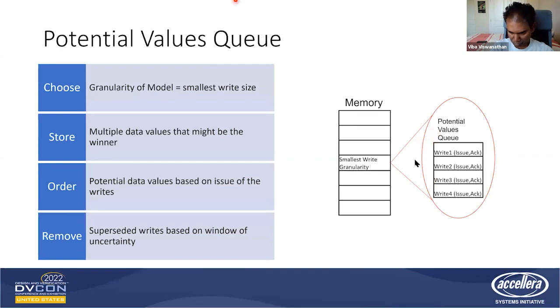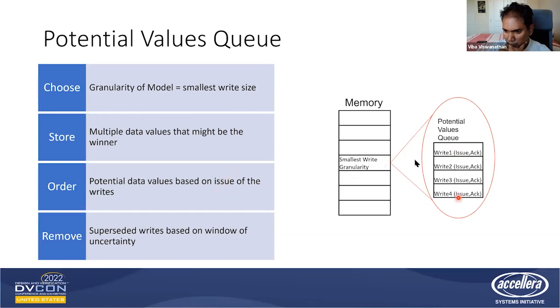Given that we have explored some of the principles and uncertainties related to memory coherency a little further, we can now devise a way to hold the multiple potential values that can be coherent per memory location. We are going to store multiple potential values at the granularity of the memory, which is determined by the smallest write size. We store the multiple data values that might be the winner for that memory location.